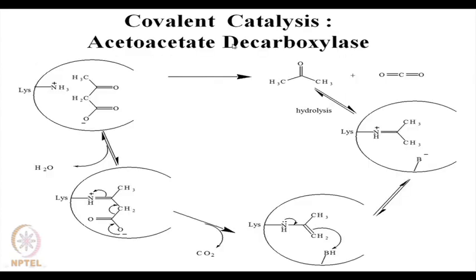Now, an example of covalent catalysis: acetoacetate decarboxylase. You see, it has got lysine with NH3 plus. So, this is your acetoacetate. So, what is the product? Product is CH3COCH3, acetone, and then carbon dioxide.